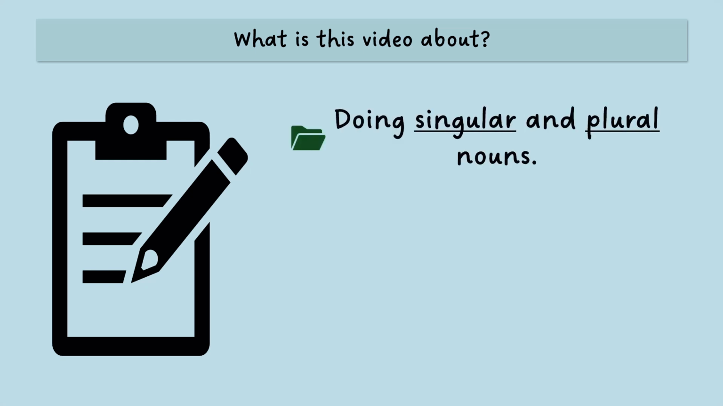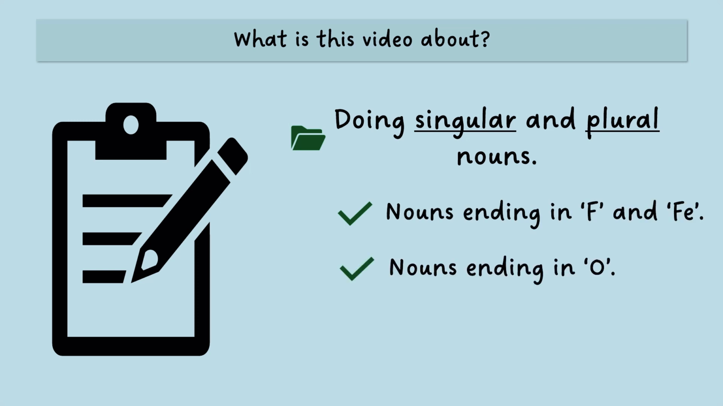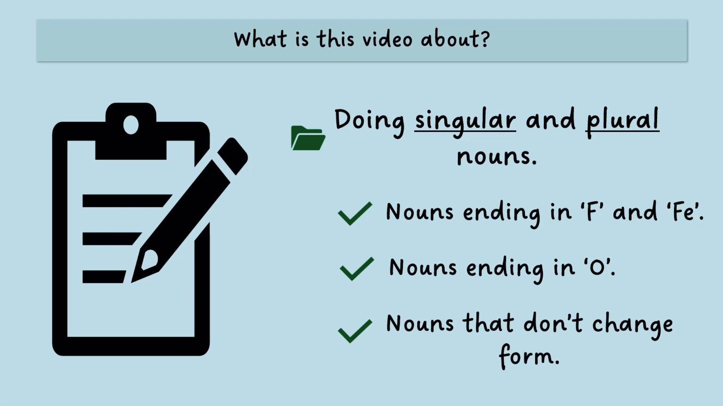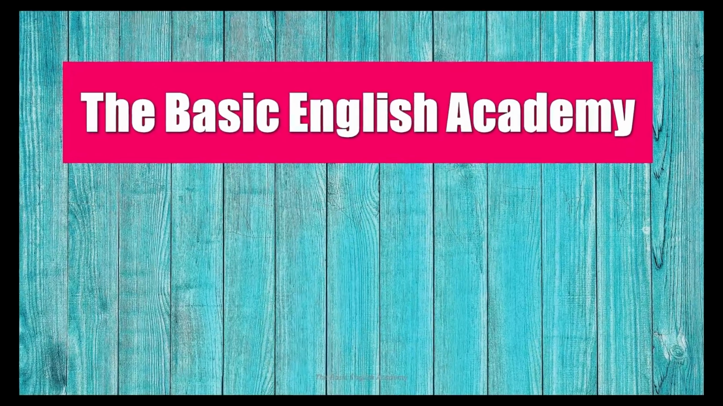In this video, we will be looking at singular and plural nouns. We will discuss nouns that end in F and FE, those that end in the letter O, and nouns that don't change form in the plural.